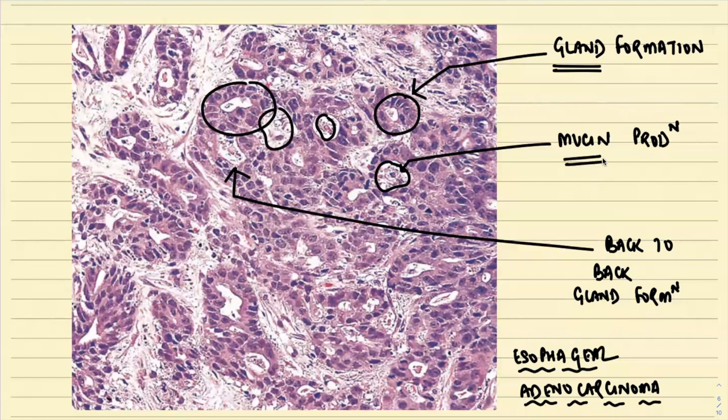Why are they mucin-producing cells? What is the importance? Because they have to produce the mucin so as to protect the mucosa from the acid. And why am I saying it is a cancer? You can see there is back-to-back gland formation, so a gland is present just behind another gland. And the nuclear features, if you see, are highly pleomorphic, with hyperchromasia and vesicular nuclei. So these are the microscopic features of esophageal adenocarcinoma.